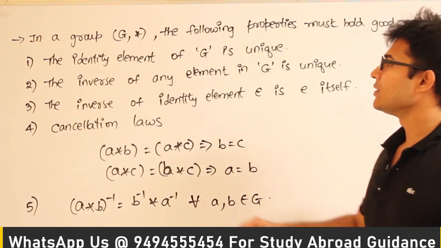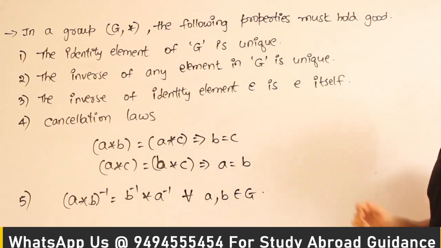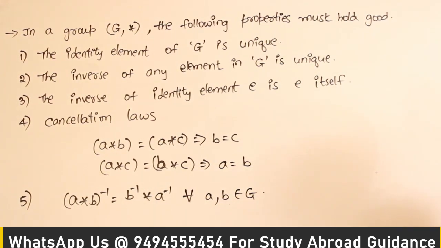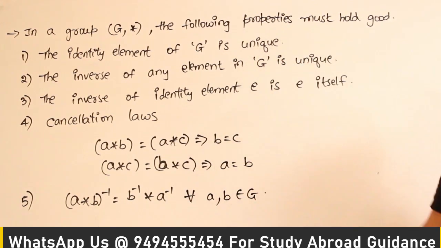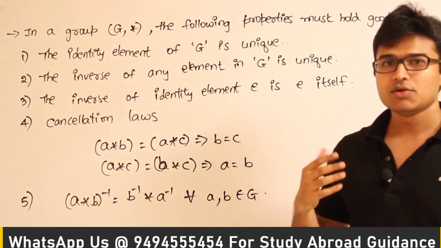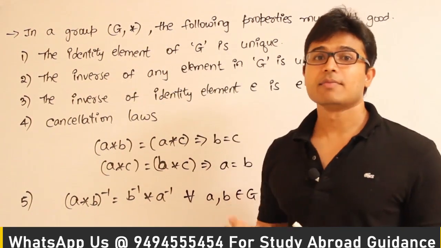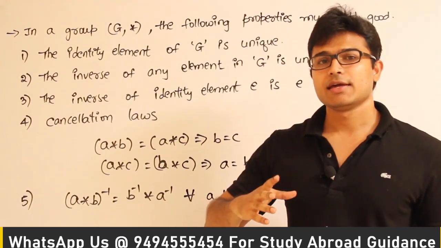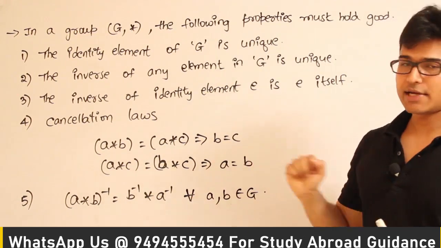Now see this, in a group (G, *), the following properties must hold good. So wherever you find a group, all these properties will always be true. How to find out whether it is a group or not? Using the procedure that we discussed earlier, but don't use these properties. Once you find out that it is a group, then you can blindly say that all these properties will be satisfied.